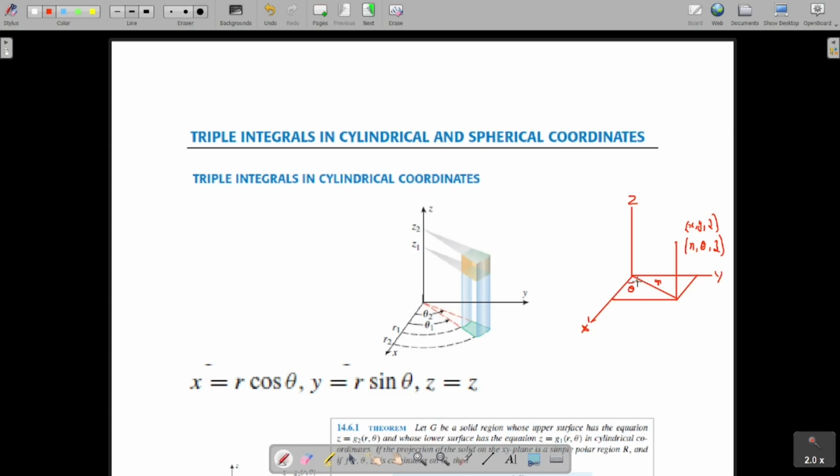Because this angle is theta here, and this distance is actually x, this distance y, and the perpendicular distance z. So cos theta is adjacent side by hypotenuse, that is x by r, or x equal to r cos theta. Similarly, sin theta is y by r, or y equal to r sin theta. Using these formulae, we can convert a point in Cartesian coordinate system to the corresponding cylindrical coordinate system. Today we will consider triple integrals in cylindrical coordinates.